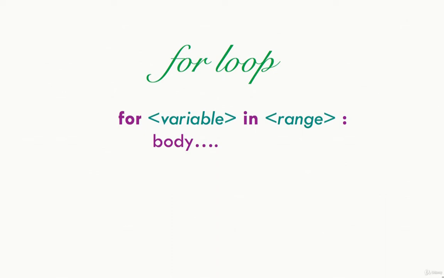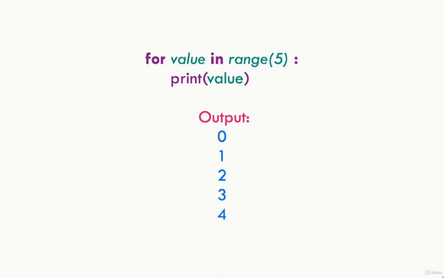Let's look at an example. In this example, we want 5 numbers from 0 to 4 to be printed on the screen. So we specify a range of 5, which will give us a list of numbers from 0 to 4. And for every number in the list, the loop will execute its body. So what it will do here is, first the range function will generate a list of 5 elements from 0 to 4.